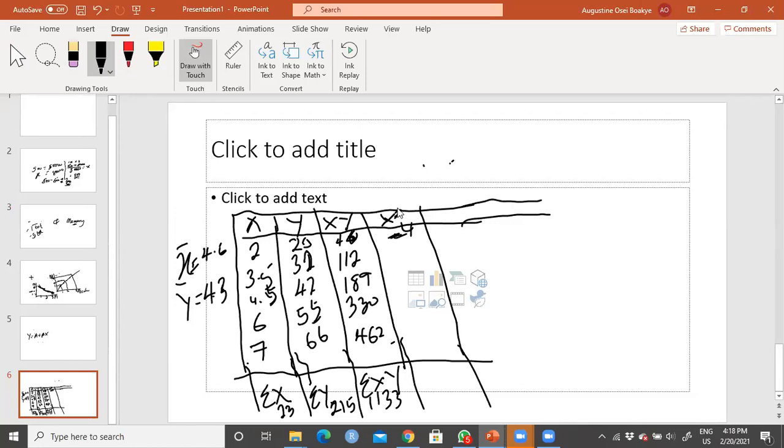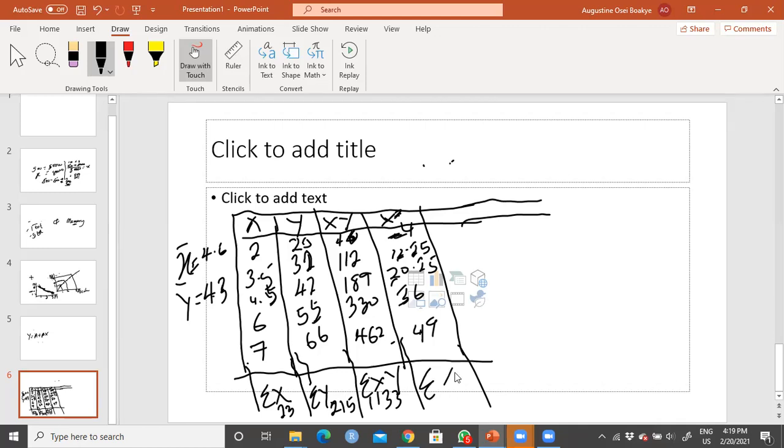Then 3.5 squared will be what? 12.25. 4.5 squared will be what? 20.25. 6 squared is 36. Then 7 squared is 49. Right.